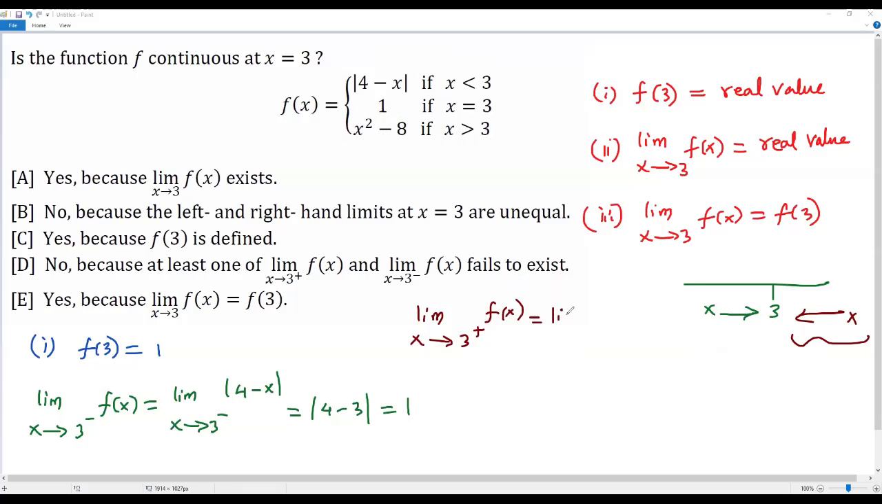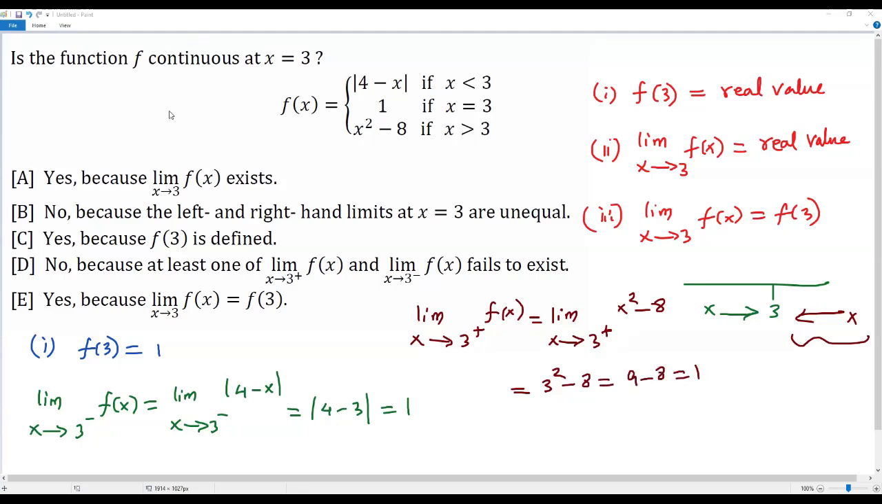So now, limit as x tends to 3 plus. For f of x, what I can plug in is x squared minus 8. Now I can plug in this 3 for x, and I'm getting 3 squared minus 8, which is equal to 9 minus 8. Finally, it equals 1.